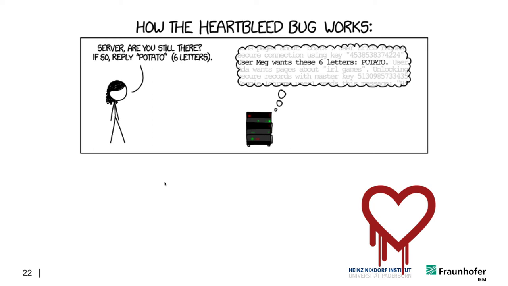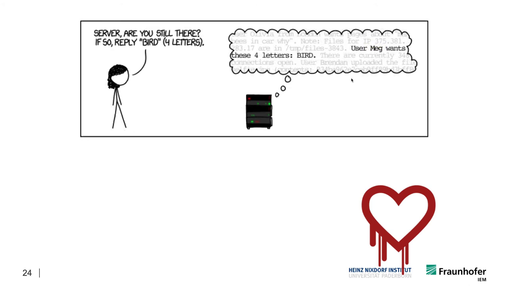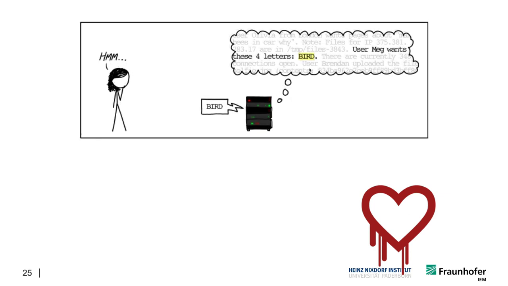And this feature was working as follows. It's called a heartbeat. It's used to figure out whether a certain server is still active or not. And so you can send the server a message. You can say, hey, send me these 6 letters, potato. And then the server will basically see this and it will respond, okay, I will send you these 6 letters, potato. And you can do this also with other messages, right? So you can say a 4-letter message called bird, and then it will send you bird.